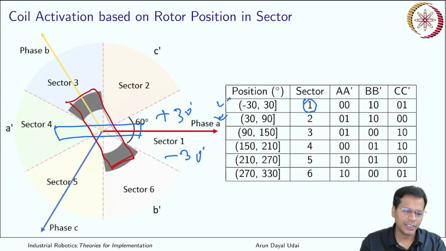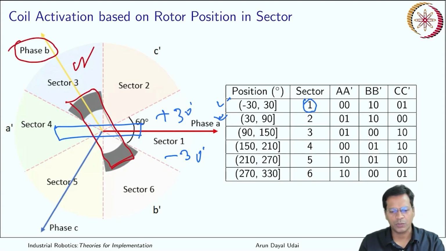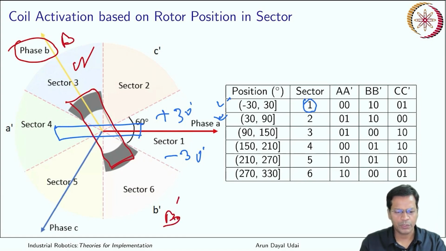Okay, now that it is already in this sector, that means it is already seeing this position. So I should make B and B bar both equal to 0. B and B bar. So it is in sector 3, which is from 90 to 150 degrees. That is another 60 degree sector, this sector. So this time it is here.